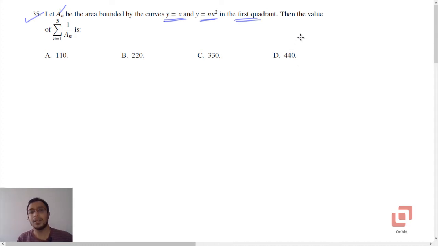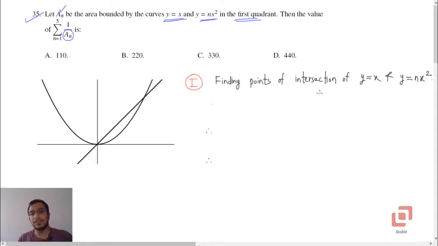Now to find the sum we should first find the general expression or the general term for A_n, which is obviously a function of n. To begin with, let us first determine where the line y equal to x and the parabola y equal to nx squared intersect. So the standard figure is going to look like this.